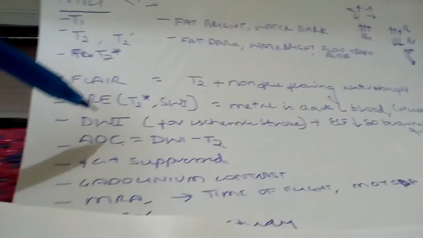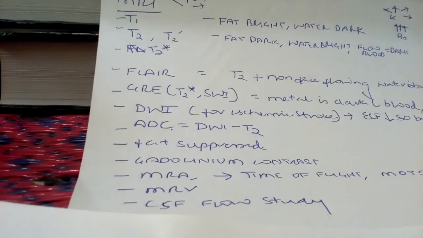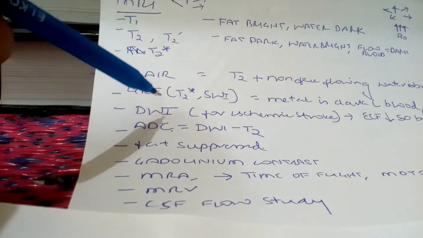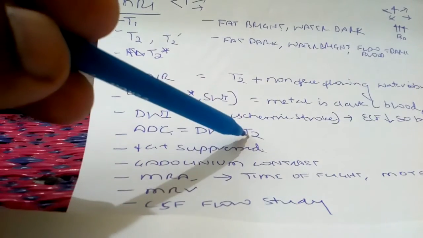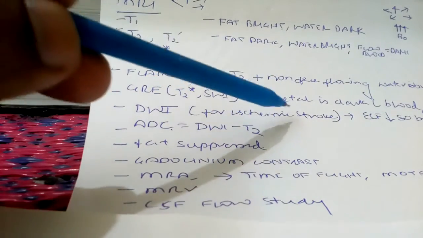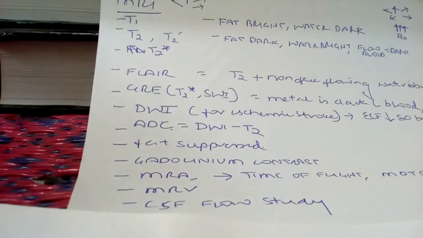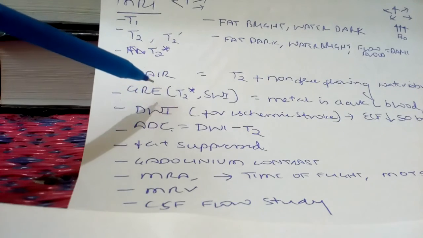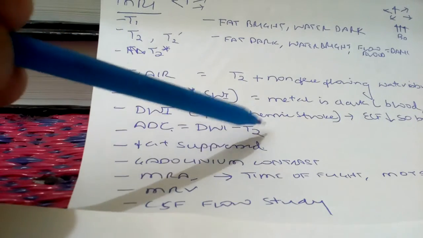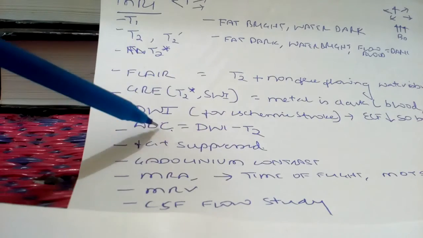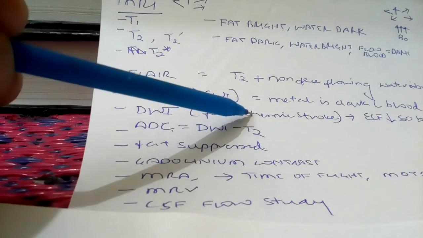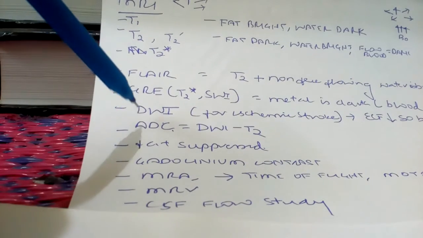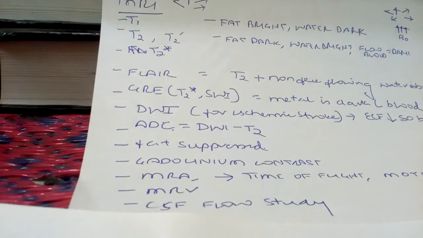Now, fat suppressed is basically an image. ADC, what is ADC? ADC is nothing but diffusion weighted imaging minus T2. Diffusion weighted imaging is just a T2 image with a differentiation between extracellular fluid and intracellular fluid. Sometimes we will have difficulty in understanding diffusion weighted imaging because the background will be a T2 image. So once we subtract it, we will get only the diffusion weighted component, only the extracellular space, and that is called ADC. So it is very important to check the ADC while checking the diffusion weighted images.